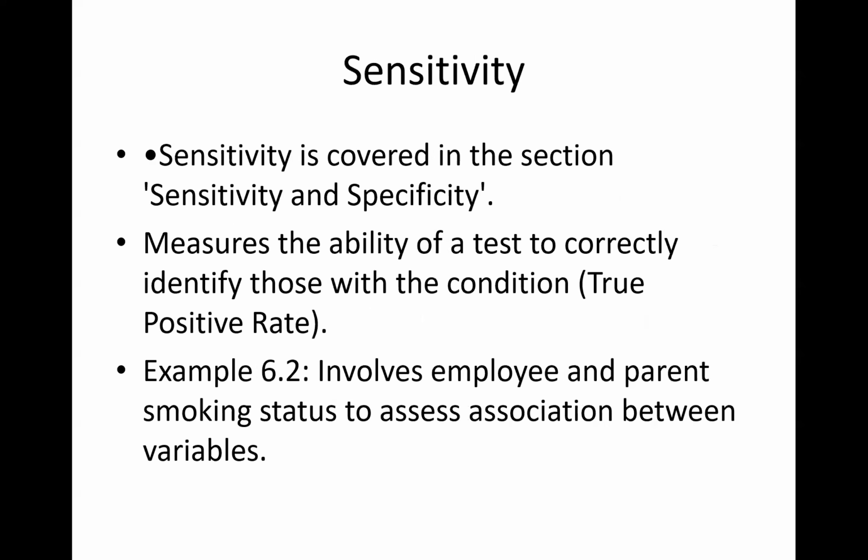When we talk about sensitivity, this is in chapter 6, talking about sensitivity and specificity. And they're related, but not the same. When we're talking about the positive rate, we're talking about the sensitivity. And this is in example 6.2, which is talking about employees and parents smoking, to talk about the association between the two variables.